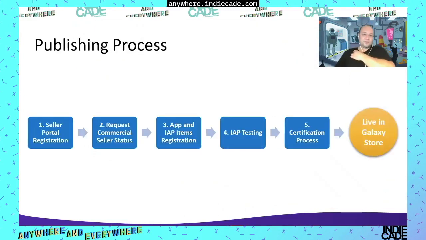Now, this is going to be the publishing process, and we're going to check most of this. I have a few slides for some of them, but really we're going to check most of them directly in the Galaxy Store. So first thing you're going to do is register on the seller portal. Then, if you want to sell games, if you want to charge for them, or if you have any in-app purchase items, you have to request your commercial seller status. We're going to check that. Then you can register the items that you're going to charge for. You can do some testing of those items.